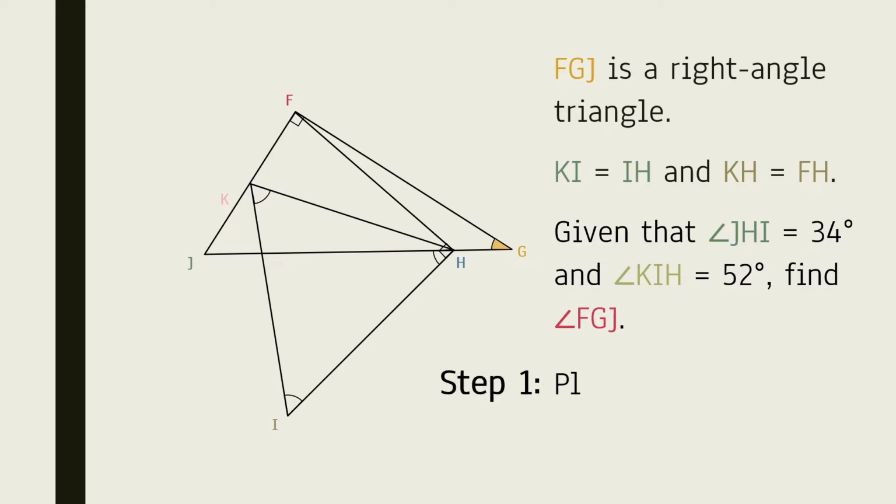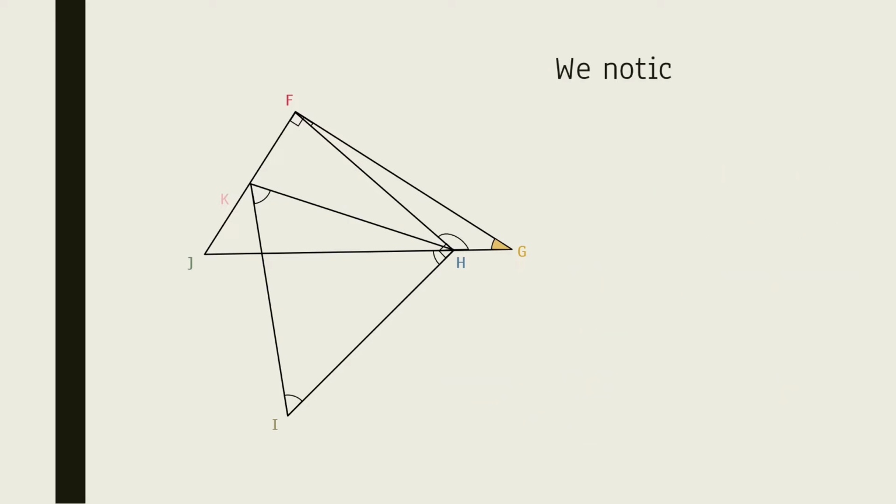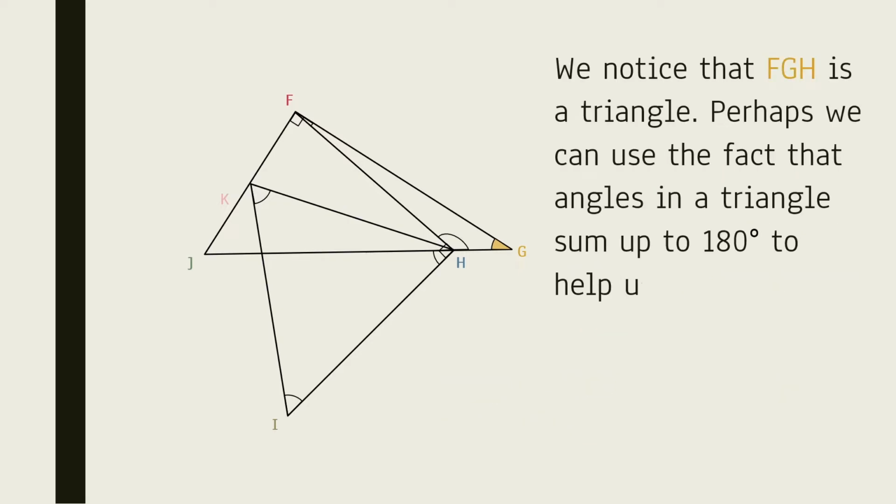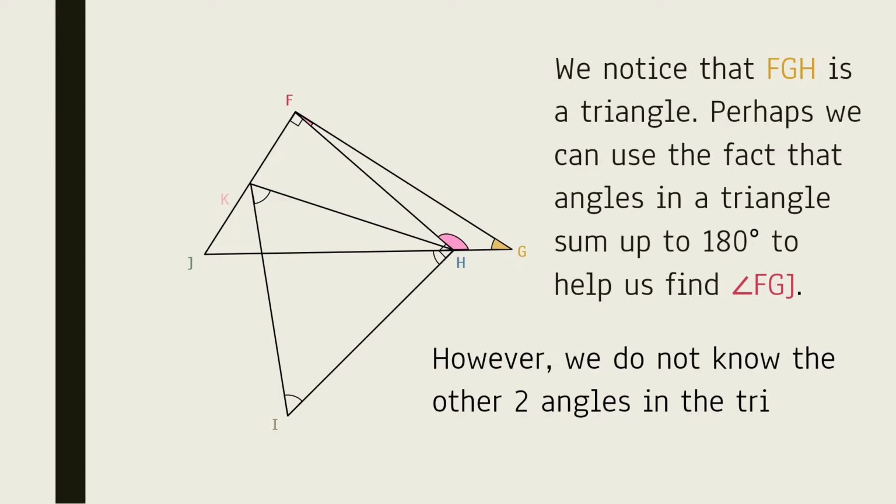As part of our strategy, let's formulate a plan to find the angle FGJ by looking at all of the nearby relevant angles. We notice that FGJ is a triangle. Perhaps we can use the property that angles in a triangle sum up to 180 degrees to help us find angle FGJ. However, we do not know the other two angles in the triangle FGJ. This will be our goal.